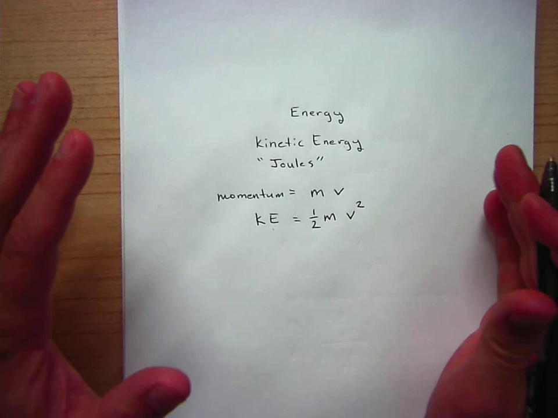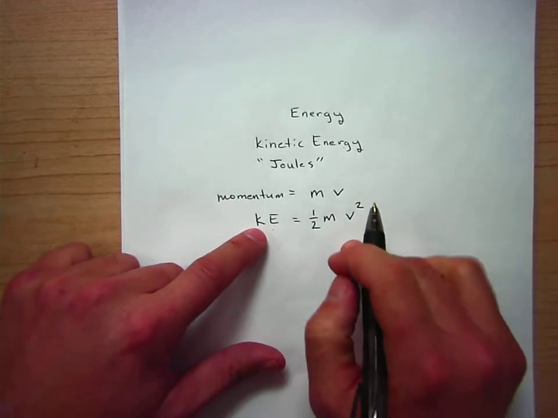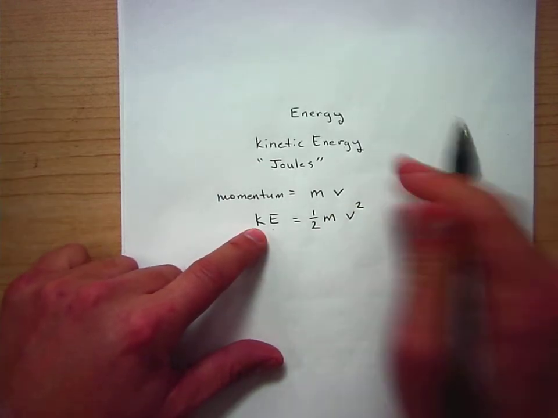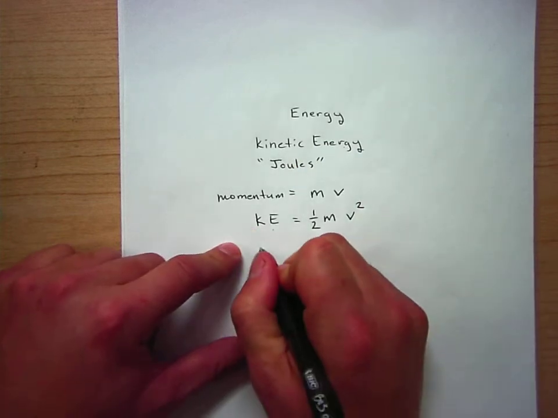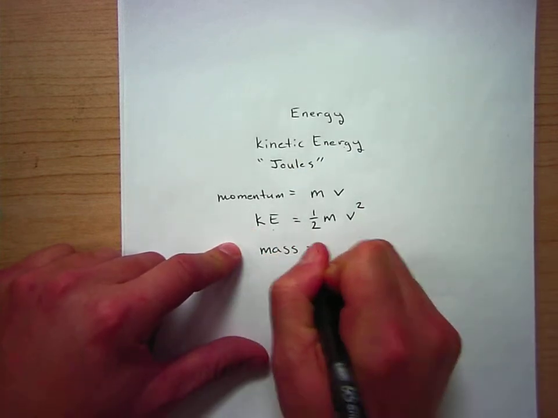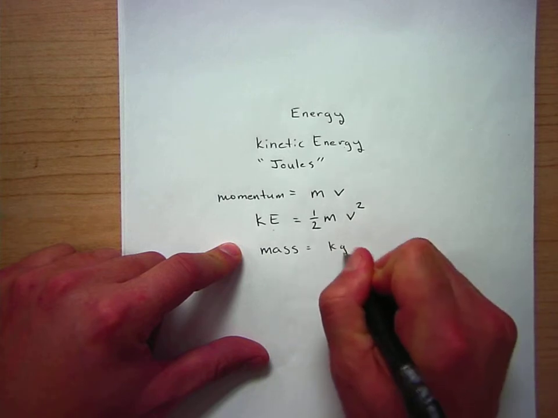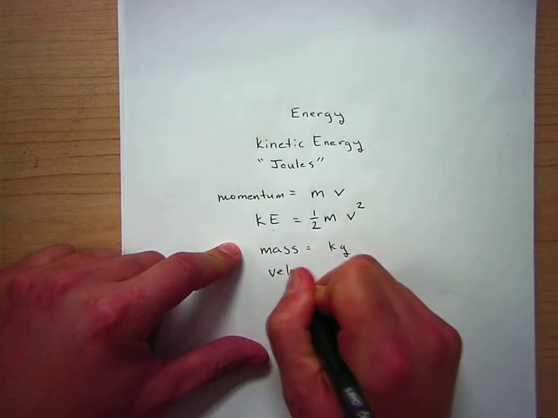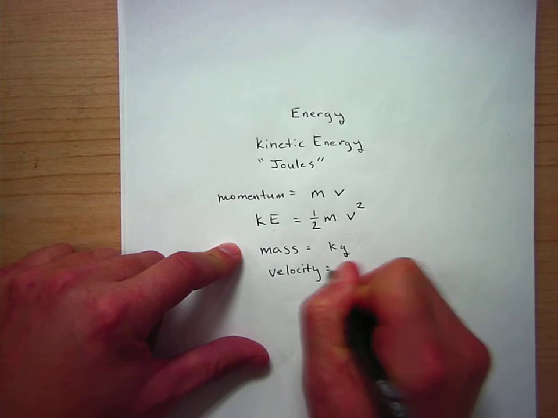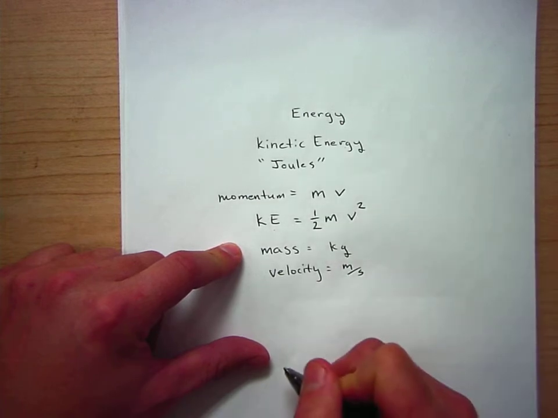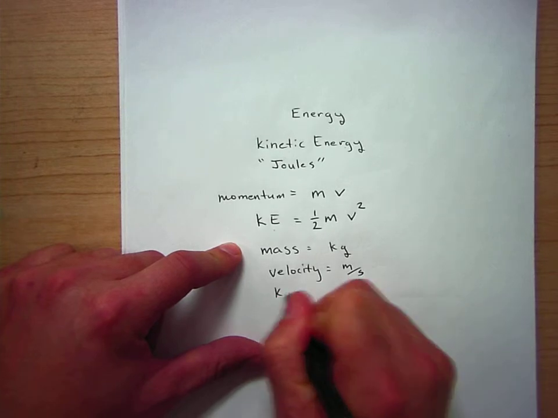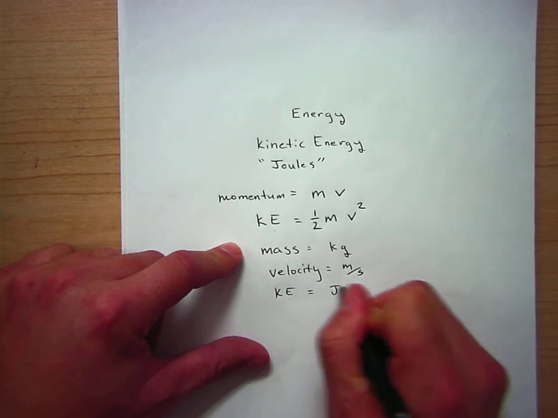So with all that being said, this is the formula that we're going to be using to find kinetic energy, which is measured in joules. Let's go over the units that we have here. So mass, it's kilograms. Velocity is meters per second. And of course, kinetic energy will be measured in joules.